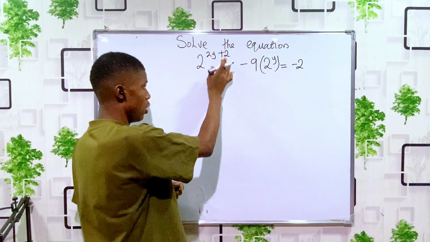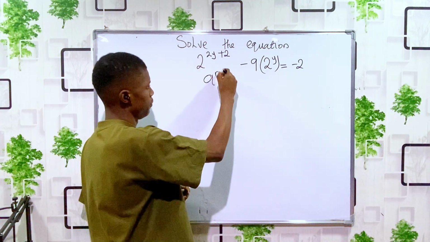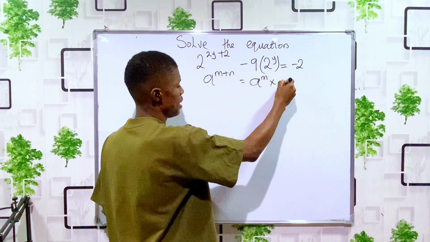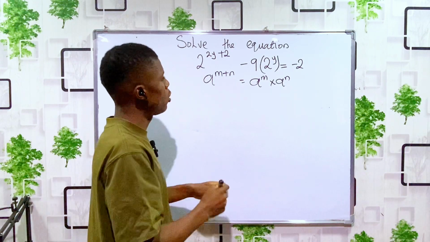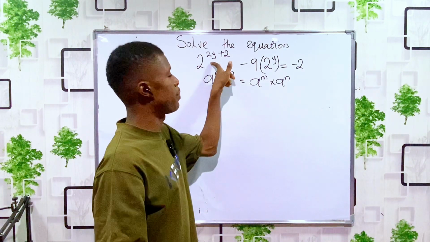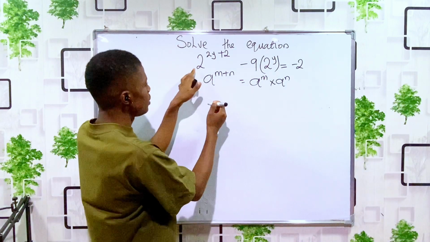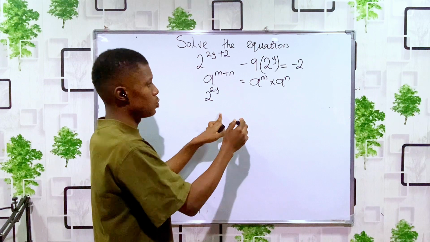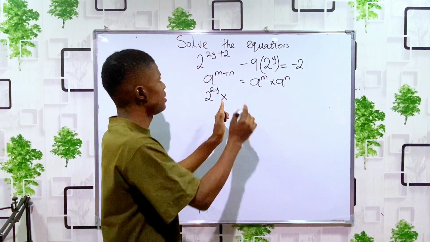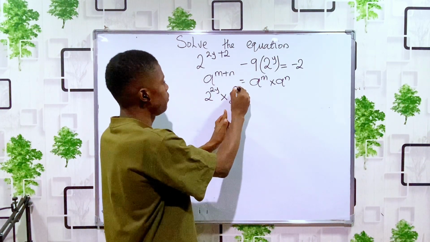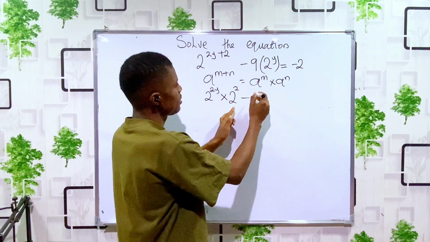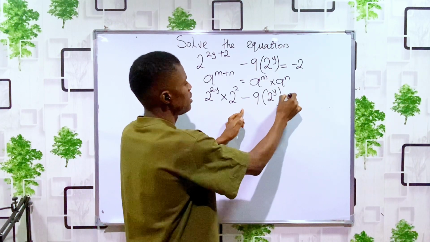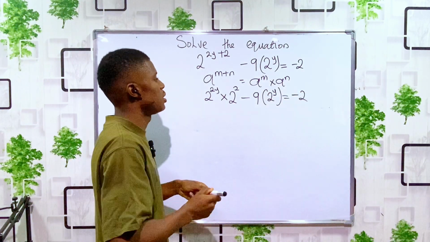To do that, recall that whenever you have a to the power of m plus n, it is the same thing as a to the power of m times a to the power of n. We are going to use this law to expand this exponent. So our base is 2. So we'll have 2 to the power of 2y for the first one, then times, in the same base, 2 to the power of 2. Then we minus 9 into 2 to the power of y is equal to negative 2. So this is what we got.